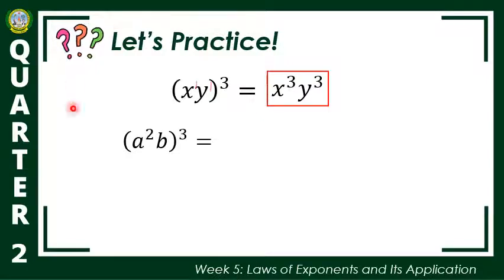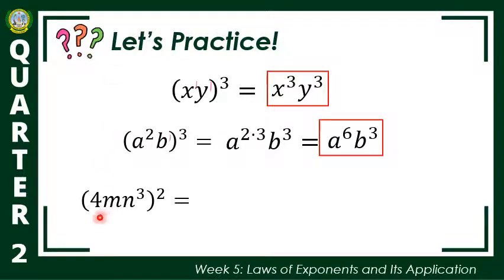Next, paano naman to? A squared b na siya, meron na pong exponent din sa loob. So, what is the cube of a squared b? Sabi ko nga po, i-distribute lang natin yung exponent niya. Again, b is raised to the first power po, ha? So, distributing 3, we will get a raised to 2 times 3 and then b raised to 3, kasi 1 times 3 is 3 naman po. Then, simplifying, 2 times 3 is 6. So, the answer is a raised to 6 b cubed.